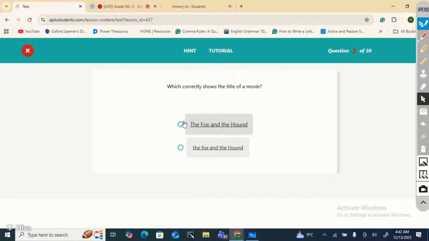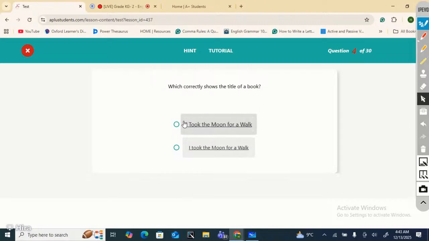This one is The Fox and the Hound. Capitalize the first word, capitalize the last word, capitalize the important word in between. And the small words like these coordinating conjunction, no, it's not capital. The article the is not capitalized. So, this is the correct option.